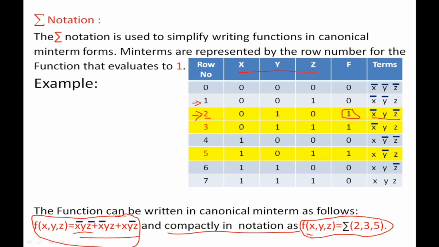So if you find such a function, and there is a summation symbol, we term this function as a min term function, that is in the sum of products canonical min term form. Okay, so I hope you have understood what exactly the canonical min term form is, what we mean by min term, and how we simplify the writing of functions in canonical min term form using the summation notation.